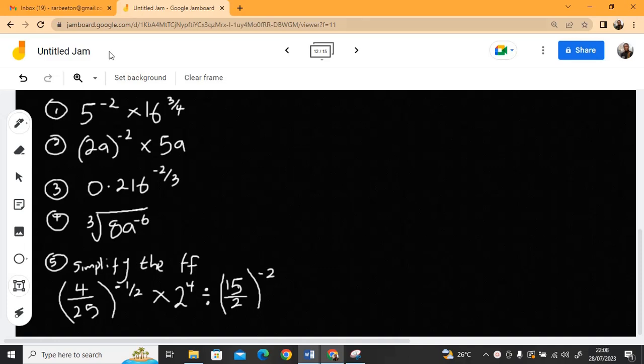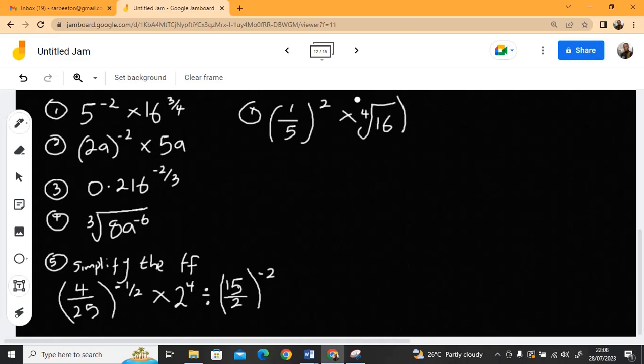Now the first question, let's solve that together. You can pause the video and solve it on your own. Let me see how you go about it. Now they say 5 raised to the power minus 2. I told you that this minus, we turn this one to 1 over 5. That will be 1 over 5 raised to the power of 2. Now I told you that this thing will become the 4th root of 16.